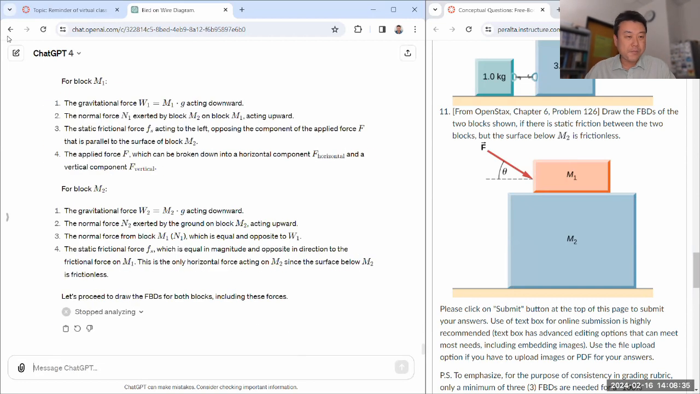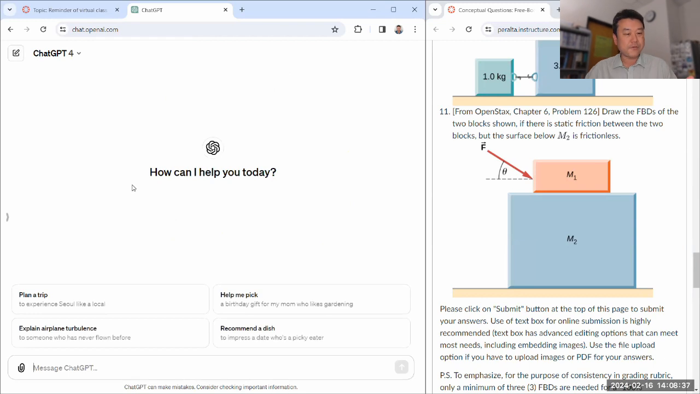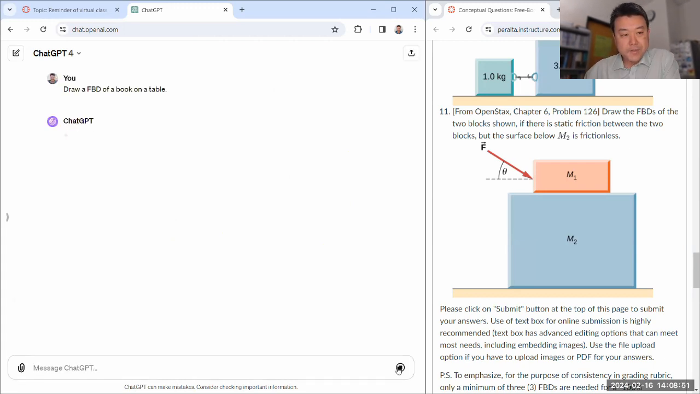Let me just try one more thing. So I'm going to start a new thread. And this was the prompt I was trying out before. Draw a free body diagram of a book on a table. When I start out without any context like this, it kicks into DALL-E, rather than the text and code generation, and it's going to basically draw something that's not a free body diagram.